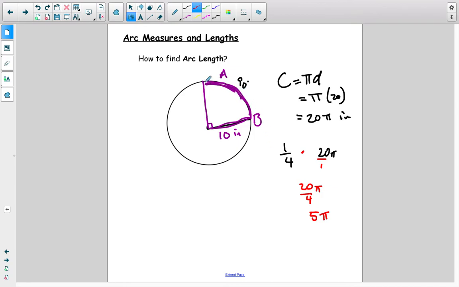Okay? So that length is 5 pi. Now I can actually go ahead and multiply 5 times pi and figure out what that length is as a decimal. But the important fact is you understand that this is a fourth of the entire circumference.